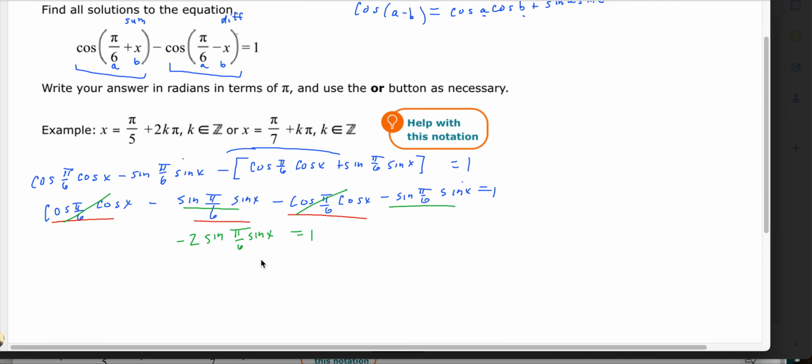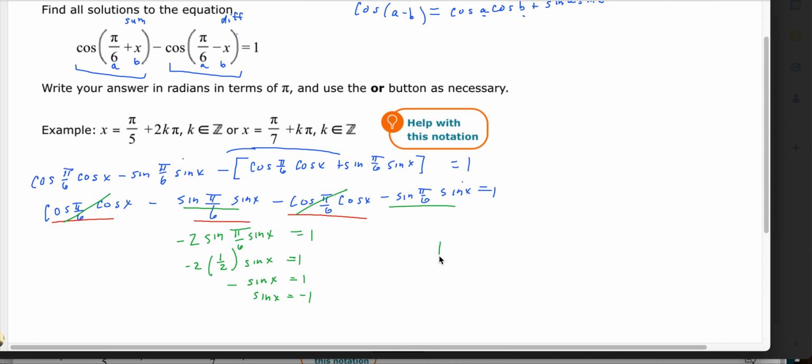Okay, so sine pi over 6 is, again, one of those values that I know. I would be thinking of the 30, 60, 90 triangle, since pi over 6 is 30 degrees. So sine of pi over 6 is 1/2. So I'll make that replacement, times sine x is equal to 1. So negative 2 times 1/2 is negative 1. So this is negative sine x is equal to 1. So actually sine x is equal to negative 1.